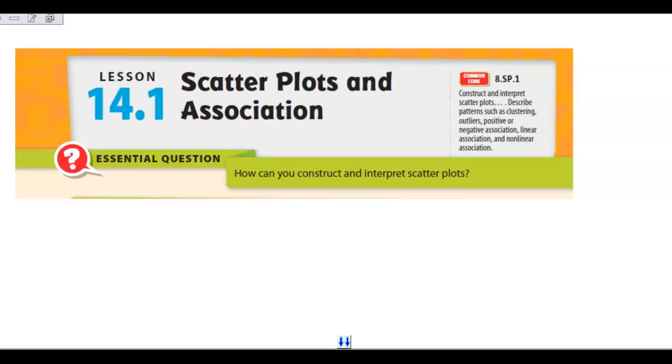Hello, today we're going to talk about scatter plots and association. Sometimes you'll hear me say correlation. It's another word that is used in the same manner, and it's talking about how we view the scatter plots.